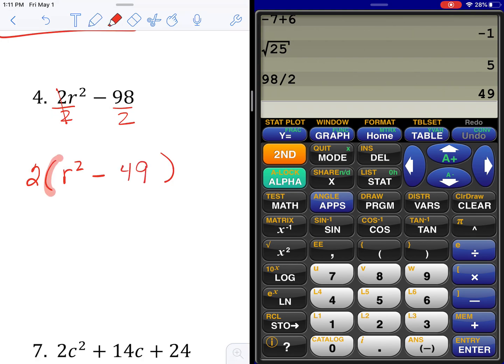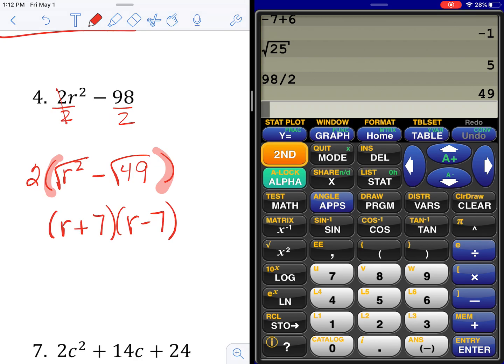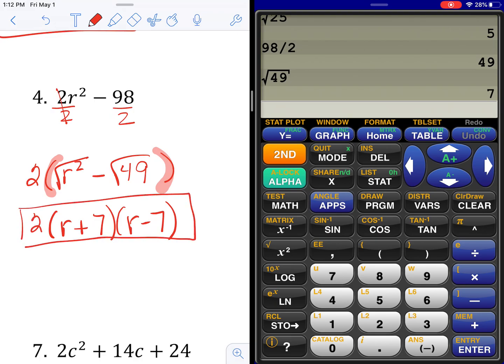And then we're going to look at what's inside the parentheses here and ask yourself, can I factor this again? It's 2 terms. Is it possibly difference of 2 squares? And it is. There's a minus with 2 perfect squares. So I get r plus 7 times r minus 7. I took the square root of the first term and the second term, the square root of that 49. And then don't forget to bring down that 2.